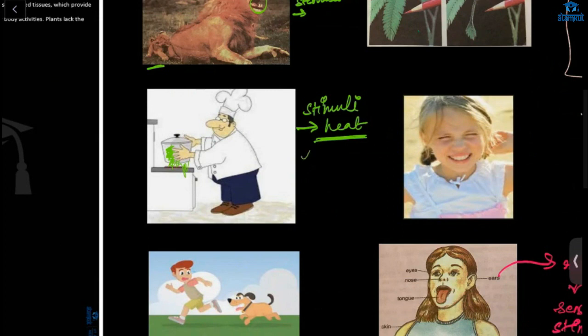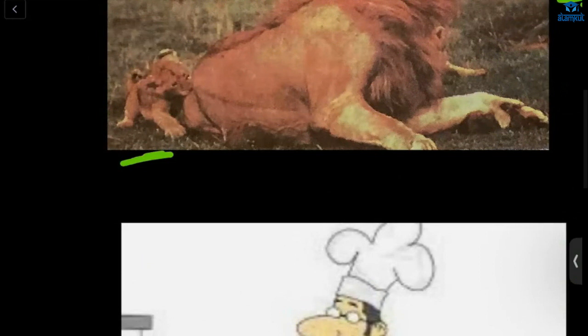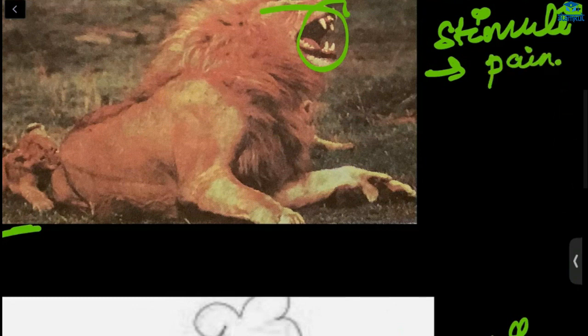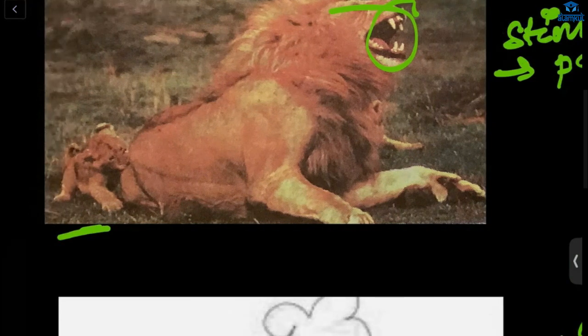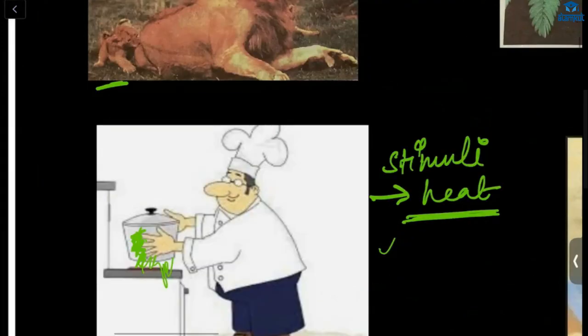Yes, heat. In this case, this cub is biting this lion, and this lion is roaring. What is the stimulus in this case? Touch. Yes, pain. Because of pain only it is roaring. You can say touch also, but the main important point here is that the stimulus is pain. What kind of touch? It is pain.